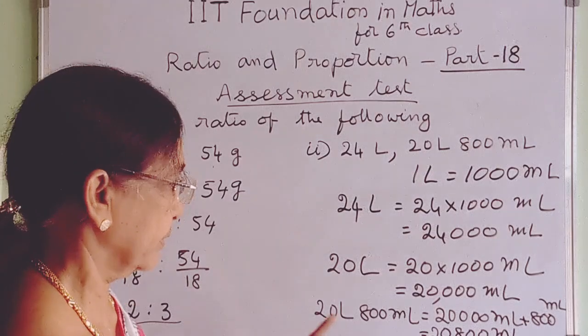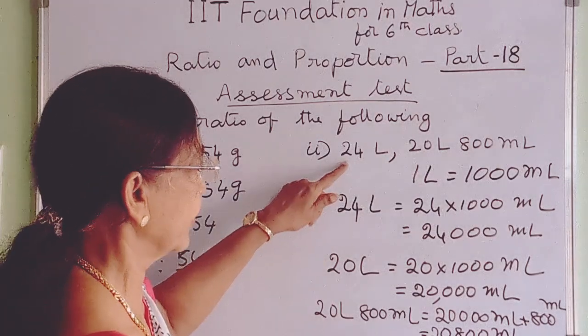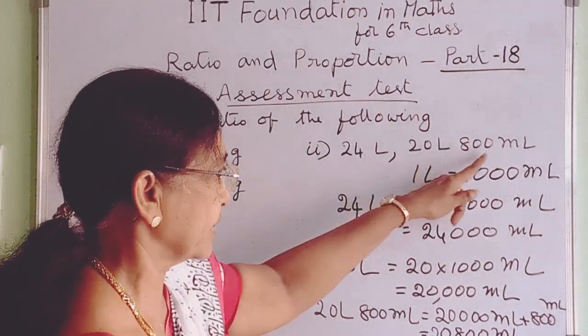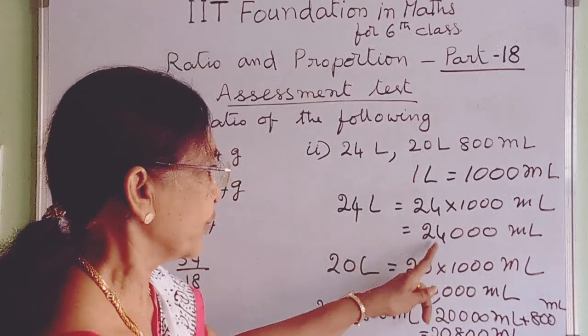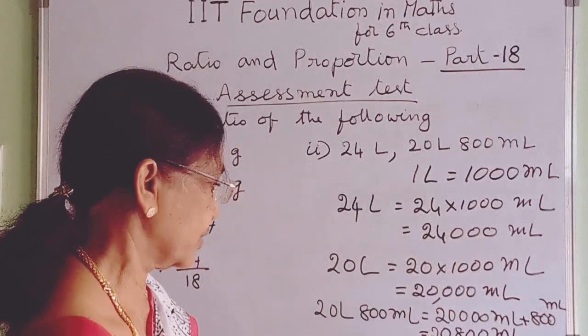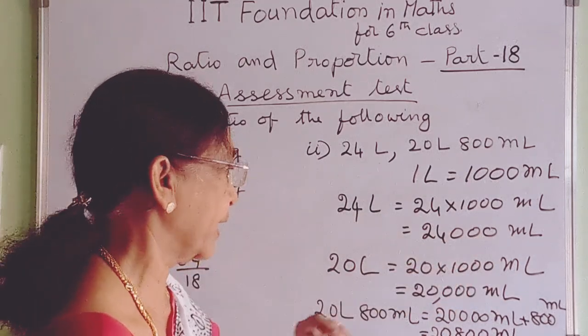Now we can get the ratio of 24 liters and 20 liters 800 milliliters, means 24,000 ml is to 20,800 ml.